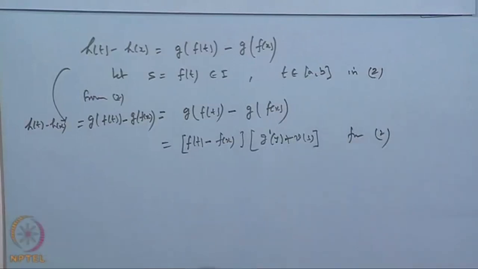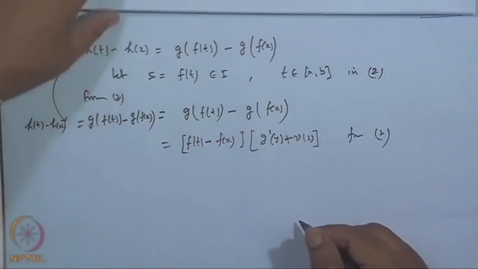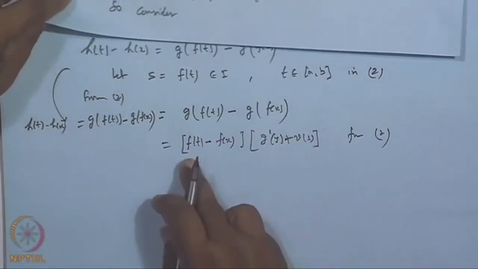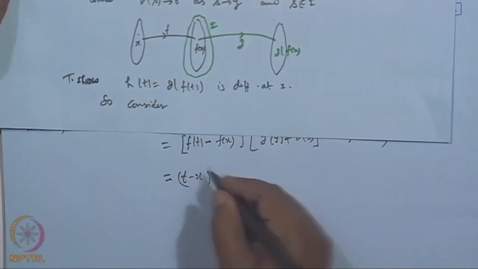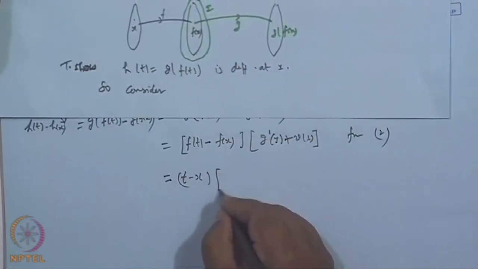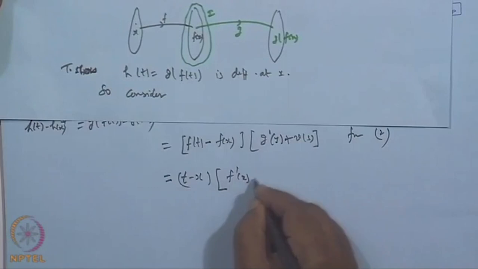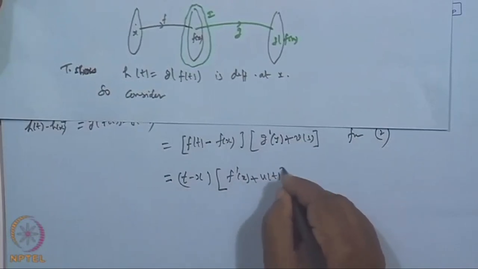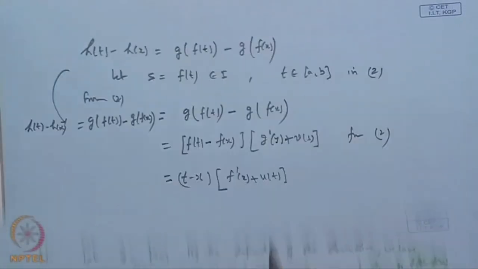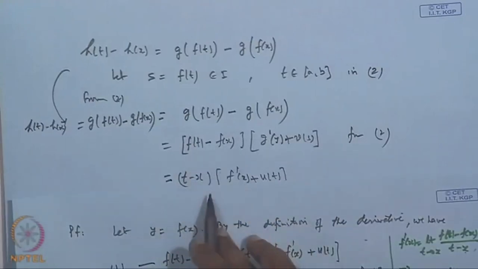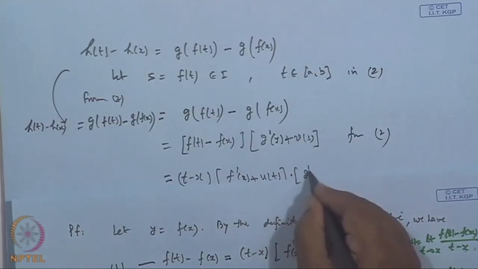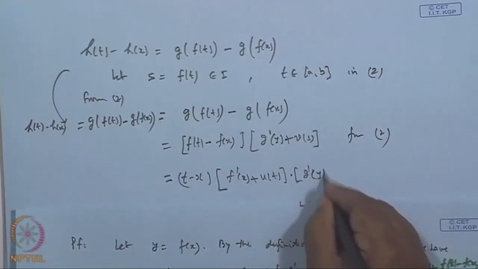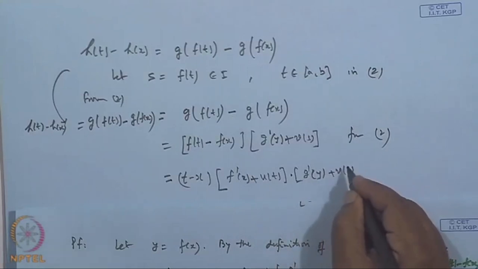Now, apply the first: f t minus f x. So, use first. It will be equal to t minus x into f prime x plus u t. This is our f t minus f x. We want this value. This value I am replacing by this, and here this remains as it is, g prime y plus v s, that is as it is.